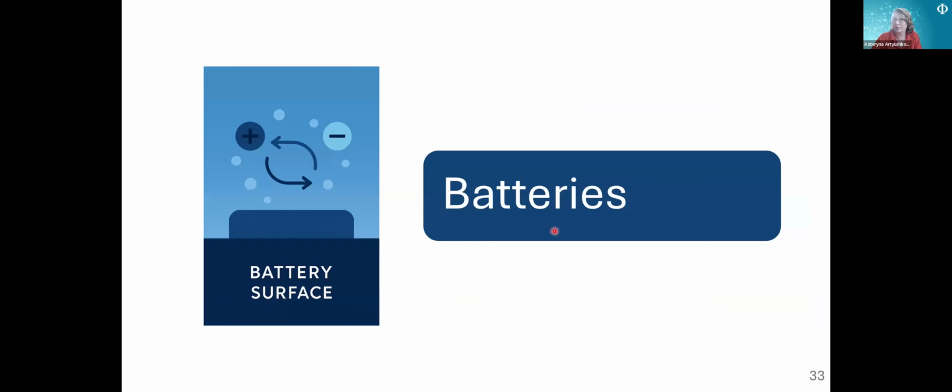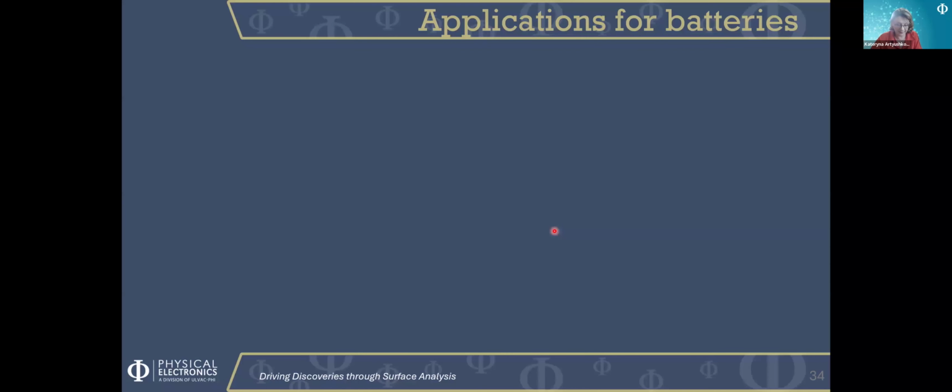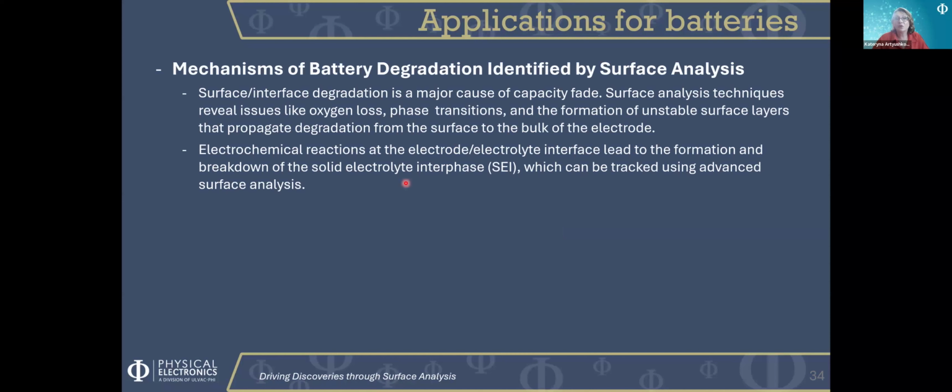The last section is on batteries. So how do we use surface analysis for batteries? First, battery degradation is the biggest challenge. The stability of the batteries, there are ways to increase the stability, and there's a lot of effort that is going on. So the degradation of the surface and the interface is actually a major cause, and that's why surface analysis can really confirm the changes in the structure, whether it's the oxygen loss, transitions of chemical structure phases, and how these surface layers degradation propagates to the bulk of the electrode.